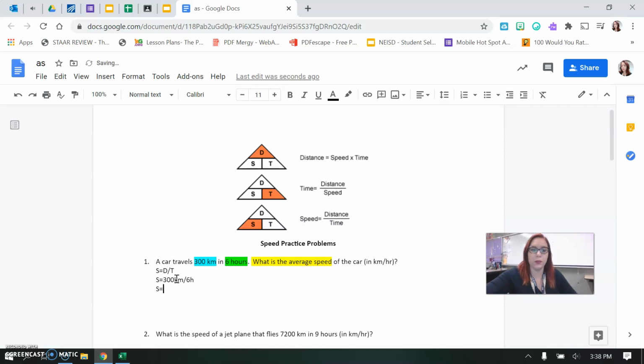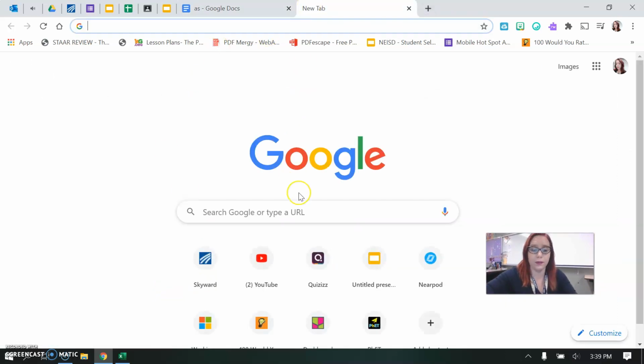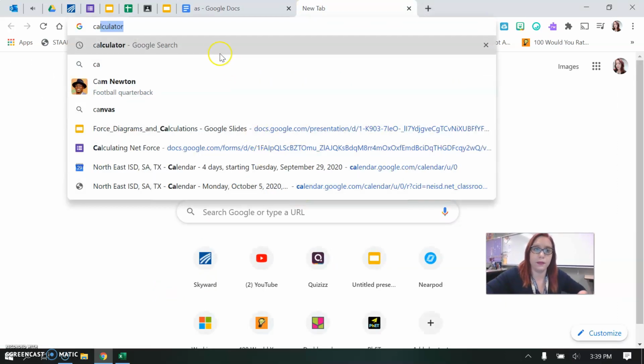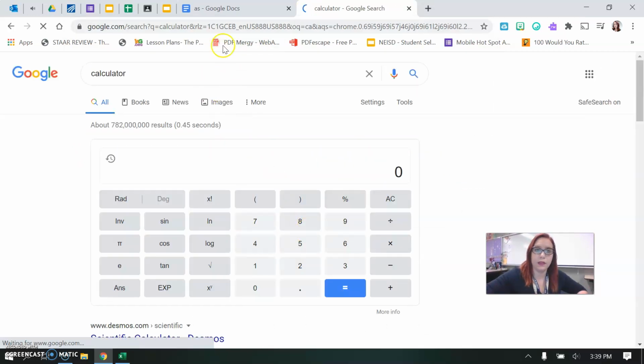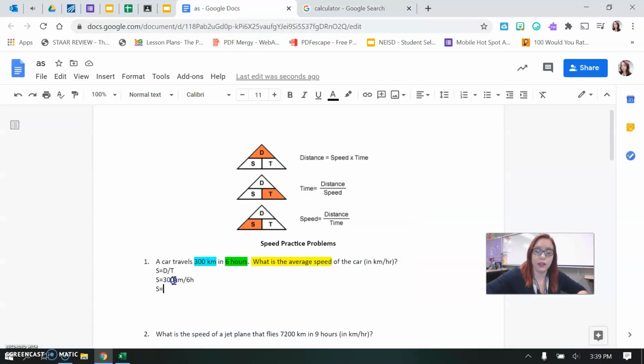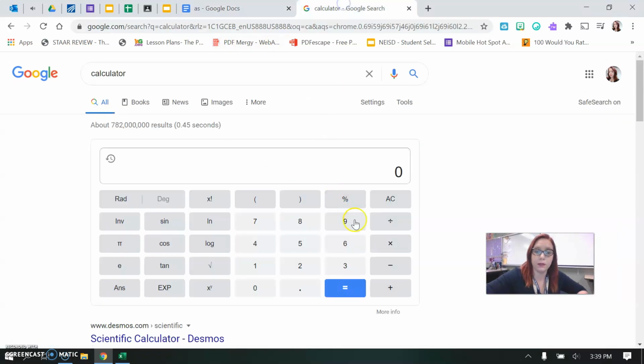When you're doing your problems, you need to have all these steps written down. You need to write the formula that you need to use, fill out your formula with the information, and then calculate the answer. To calculate our answer, you're going to use a calculator. We're taking the distance and dividing it by time. So 300 divided by 6 gives you 50.